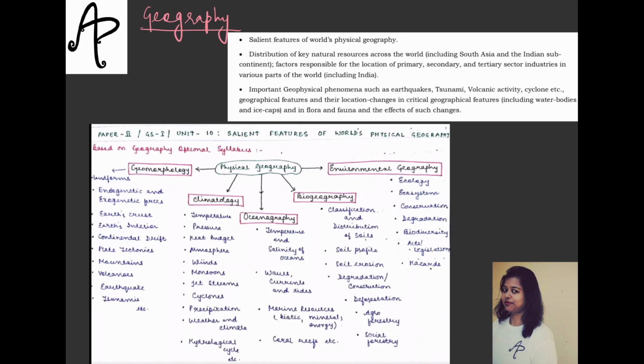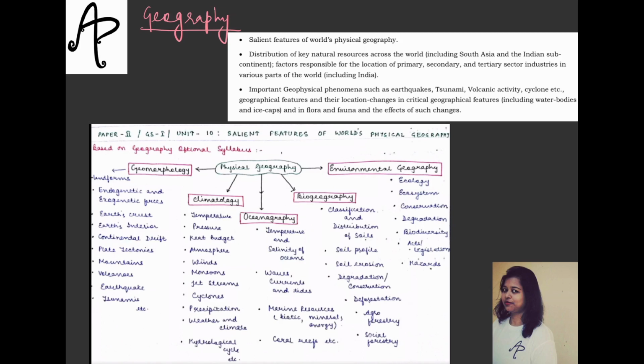Let's now proceed with the geography. This is the last one in the GS1 series, then we'll proceed with GS2. As you have seen in the case of geography, the last three topics entirely sum up the syllabus. It says salient features of world's physical geography. It also says distribution of key natural resources across the world. Of course, that includes South Asia and the Indian subcontinent. Factors responsible for the location of primary, secondary and tertiary sector industries in various parts of the world, including India.